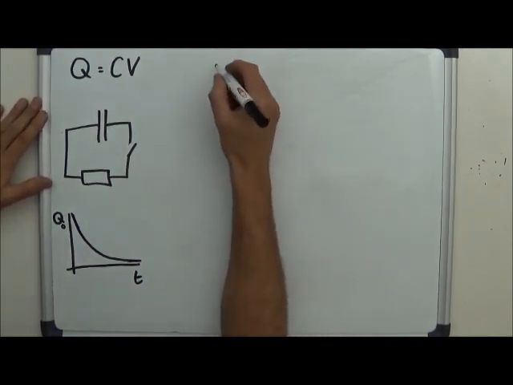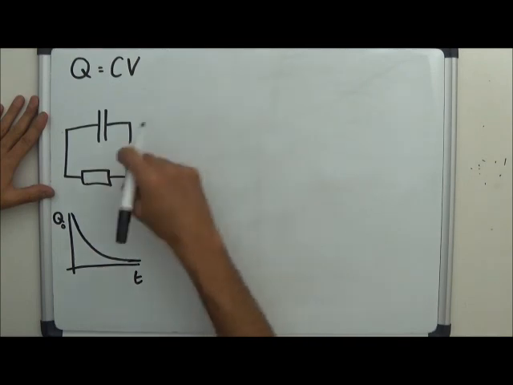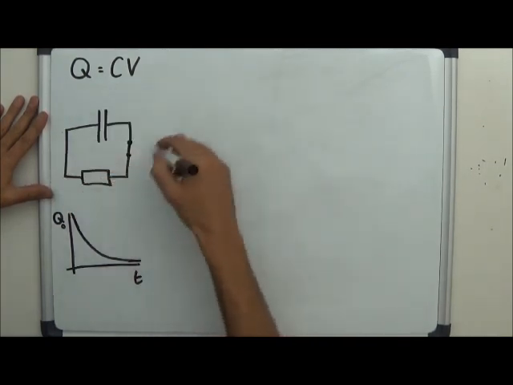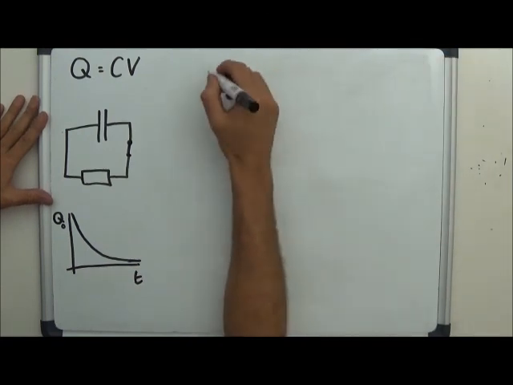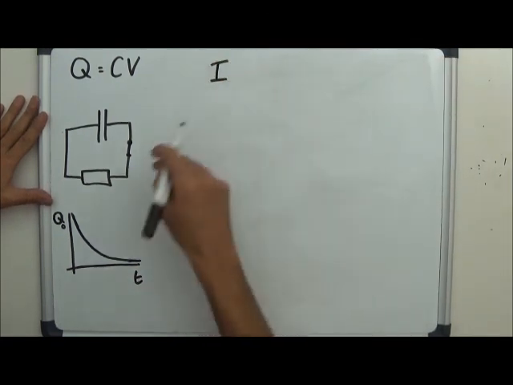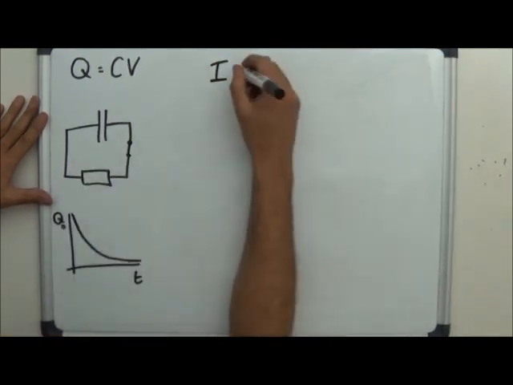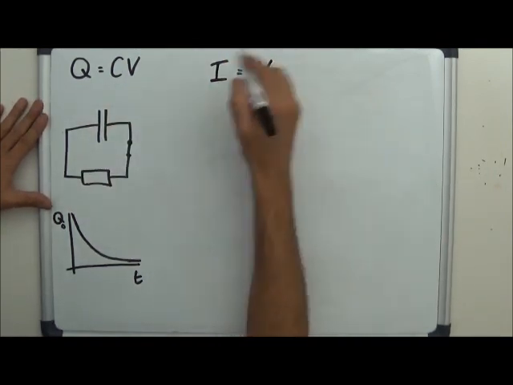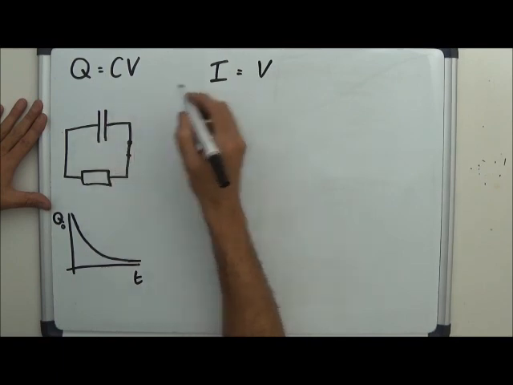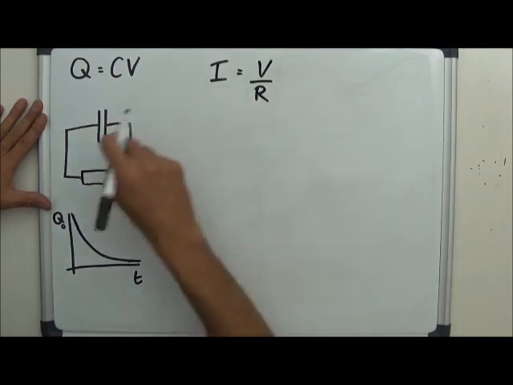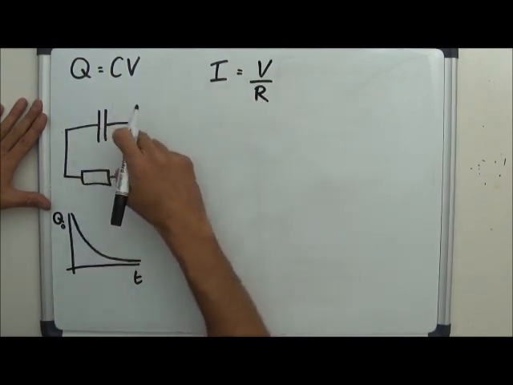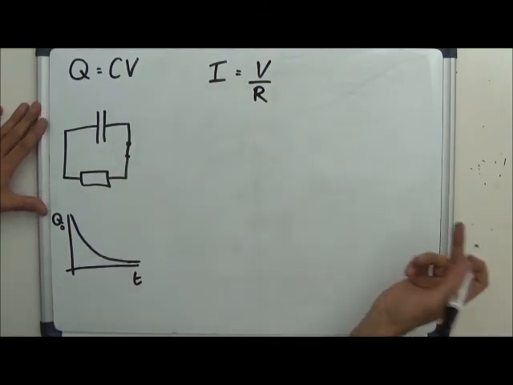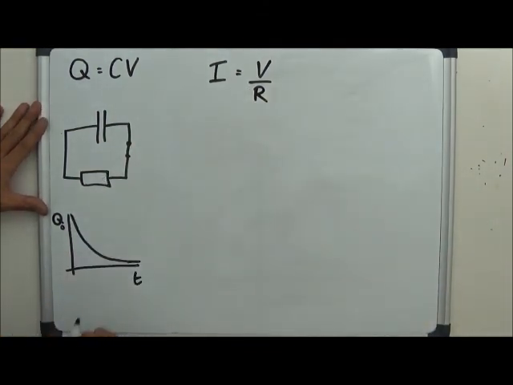So first things first, if we shut this switch here, we know the current's going to flow through this, and the current in the resistor, anywhere in the circuit, can be given by the potential difference across the plates divided by the resistance of the circuit. And of course, once charge starts to leave the plates, the potential difference will diminish, and the current will go down as well. Resistance is a fixed value.